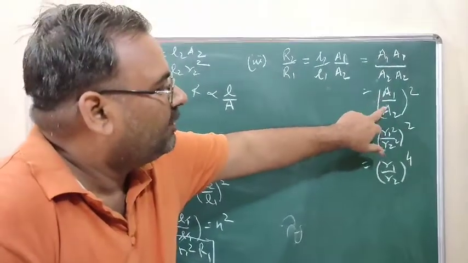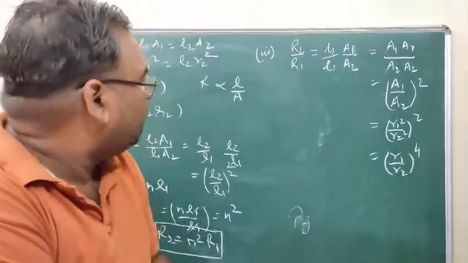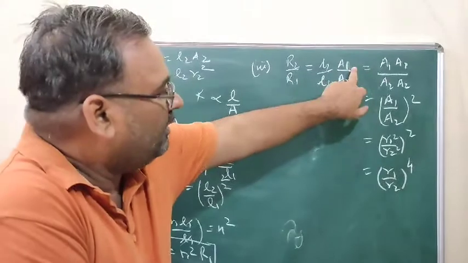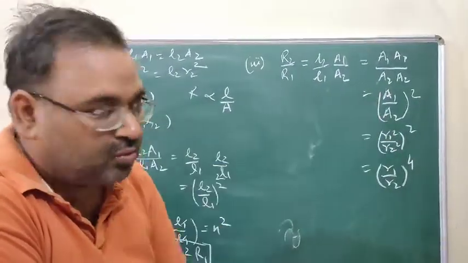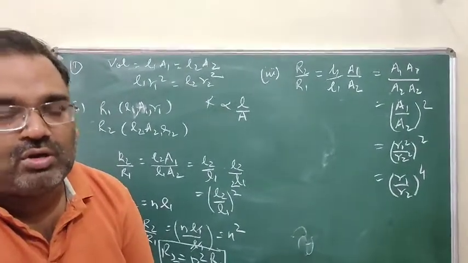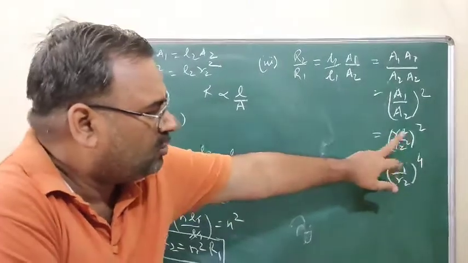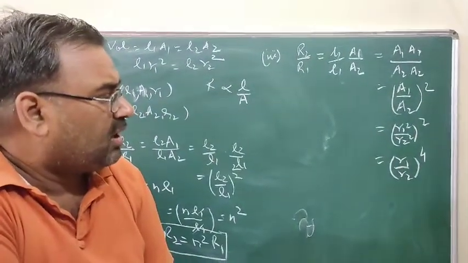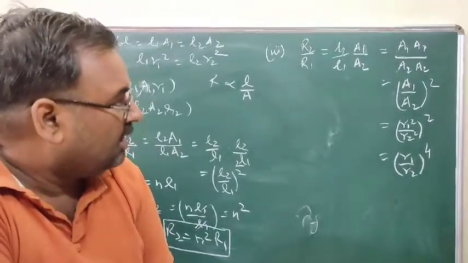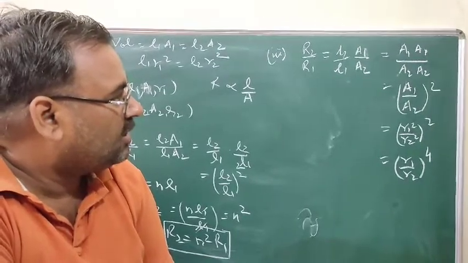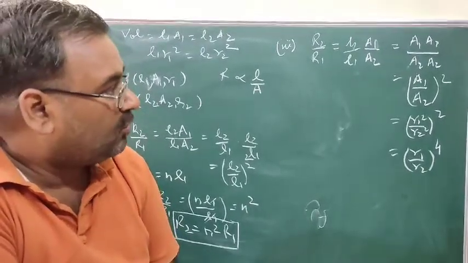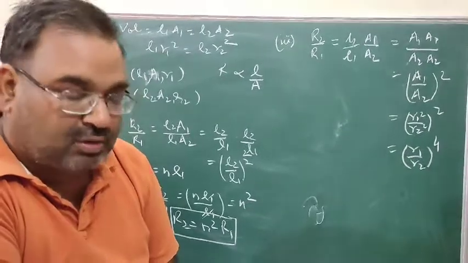So what do we get? A1 upon A2 whole square. Clear? From this relation we have found the ratio L2 upon L1: A1 upon A2, multiplied by A1 upon A2 whole square. Now A1 is area of cross section. This is pi R1 square upon pi R2 square. So pi cancels pi and we get R1 square upon R2 square. Now R1 upon R2 to the power 4. The relationship is resistance R2 upon R1 is equal to R1 upon R2 to the power 4. Now it is inverse.